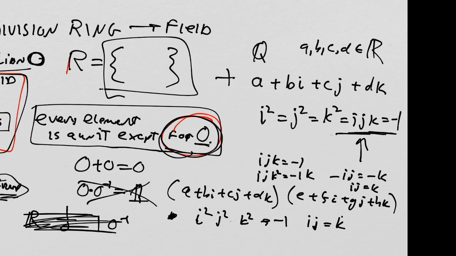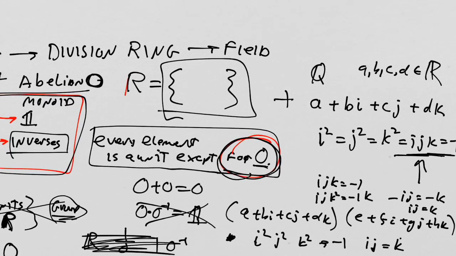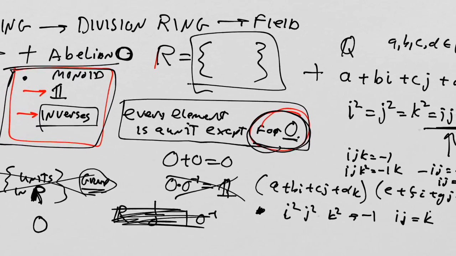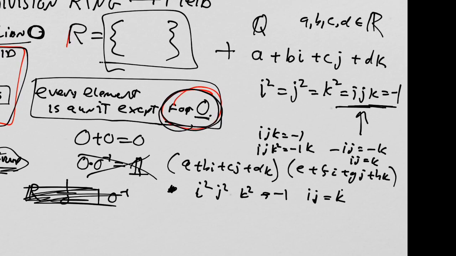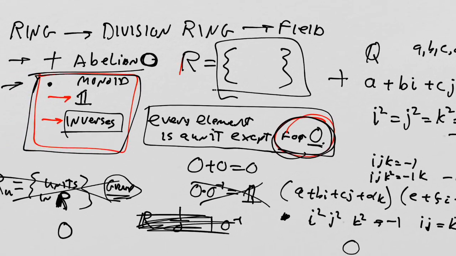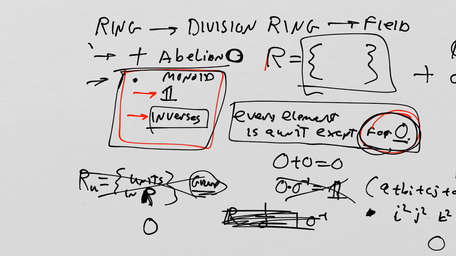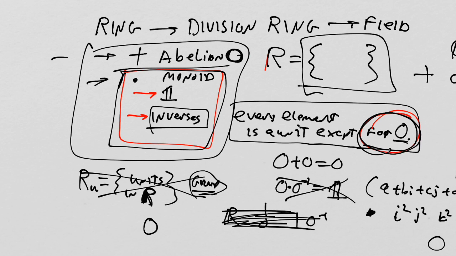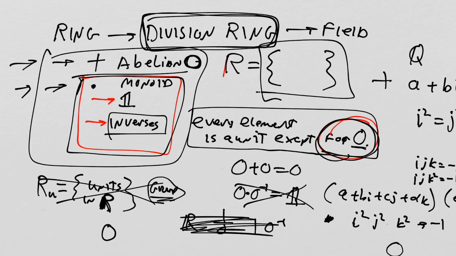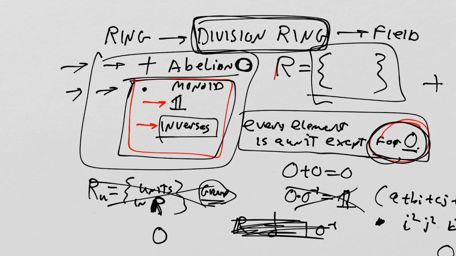That becomes your multiplication of quaternions, and it turns out the quaternions actually have multiplicative inverses. Every quaternion is a unit, except for the 0 quaternion, which is not a unit, and it doesn't have to be. So the quaternions form a division ring, because it's not only a ring, it satisfies these two properties: the abelian addition and the monoid multiplication.